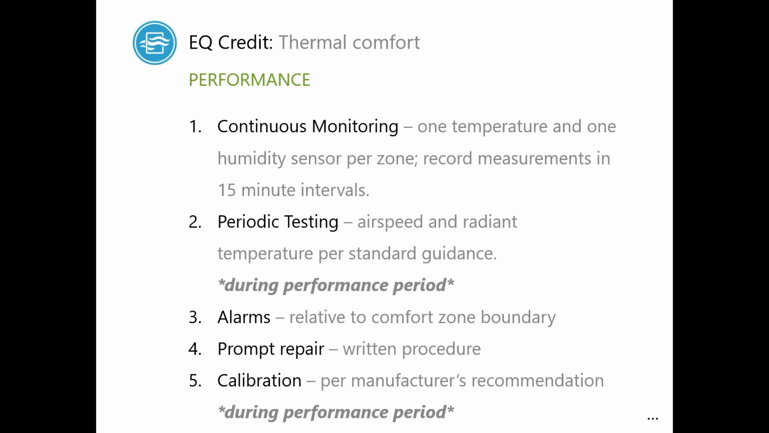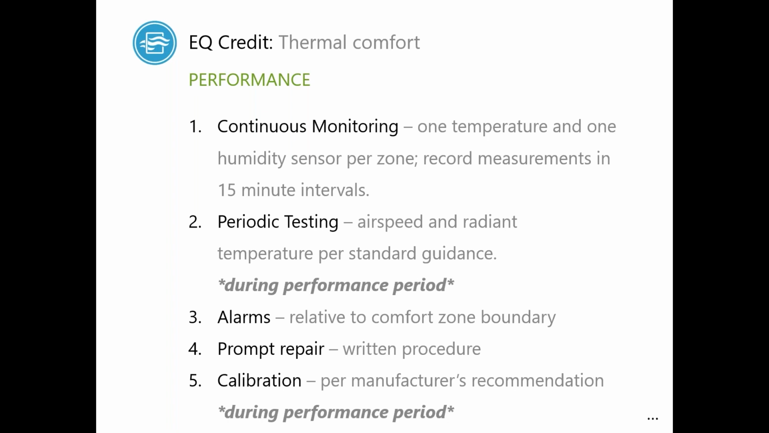And then during the performance period, we want to do that periodic testing so that we can prove to the lead reviewers that our monitoring is meeting the baseline. So we want to make sure to measure airspeed and the radiant temperature. For the monitoring system, you should have alarms set up similar to the CO2 meters. When the CO2 got higher than a certain acceptable level from the baseline, the alarms went off.